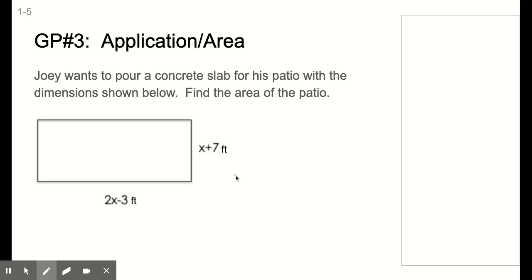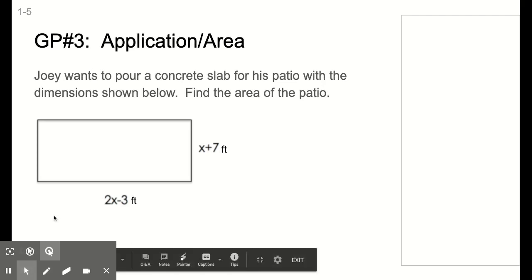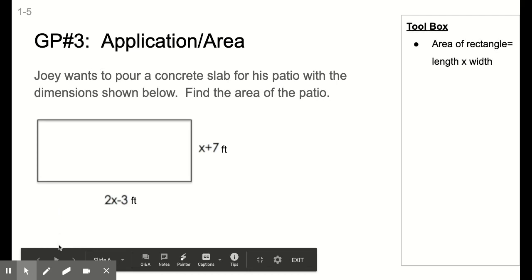Okay, so for our last GP, it says Joey wants to pour a concrete slab for his patio with the dimensions shown below. Find the area of the patio. So as we saw in the vocabulary, in order for us to find the area of a rectangle, we must multiply the length of the rectangle by the width of the rectangle.